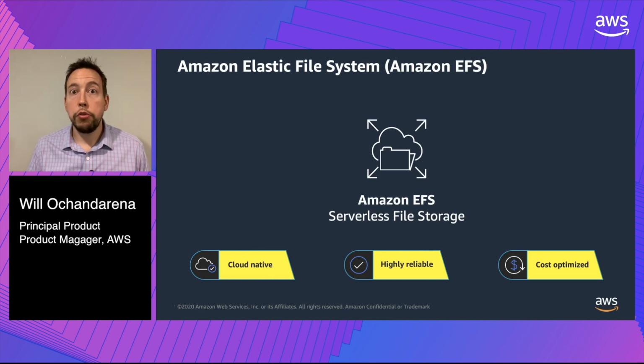It's cost optimized not only because of the elastic pay-as-you-go nature, but also because we offer 2 storage classes for your data. One is the EFS standard storage class, which is a high performance flash tier, as well as an infrequent access storage class, which is 92% lower cost. And we automatically move data transparently between the 2 to give you the lowest blended storage cost possible for your workload.